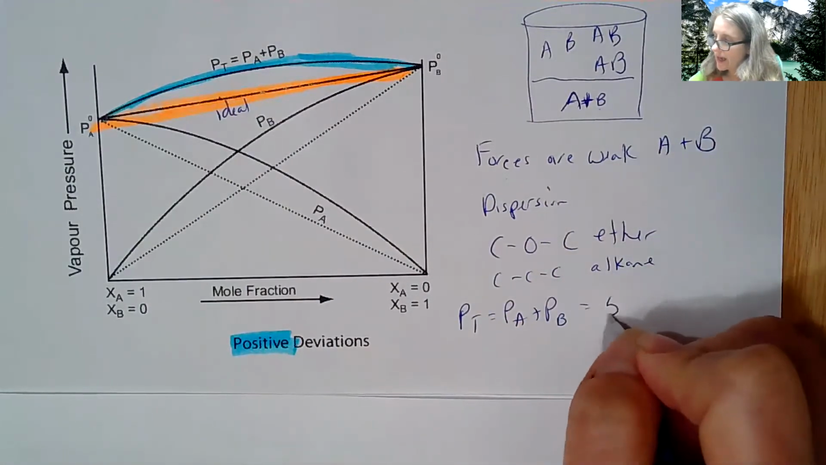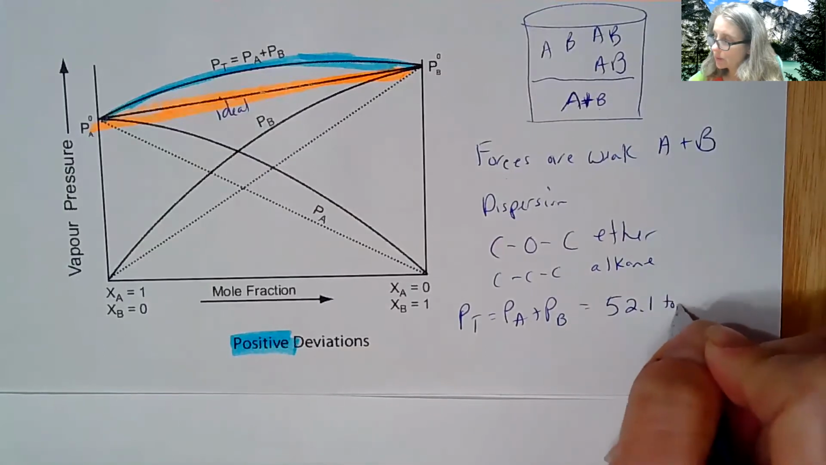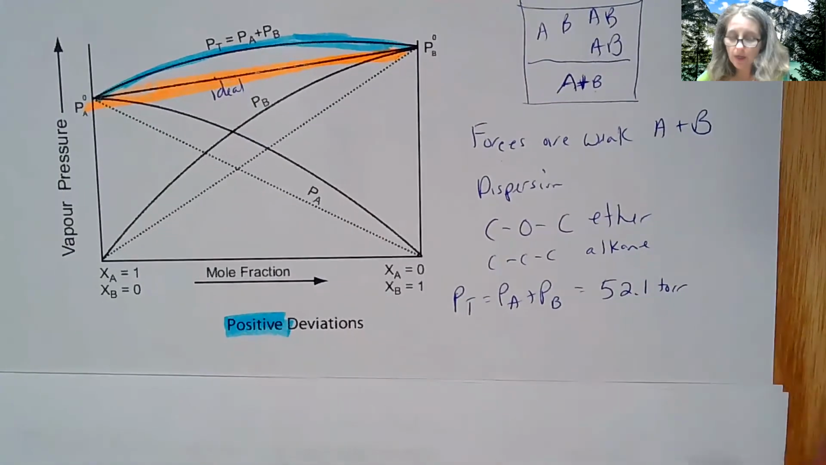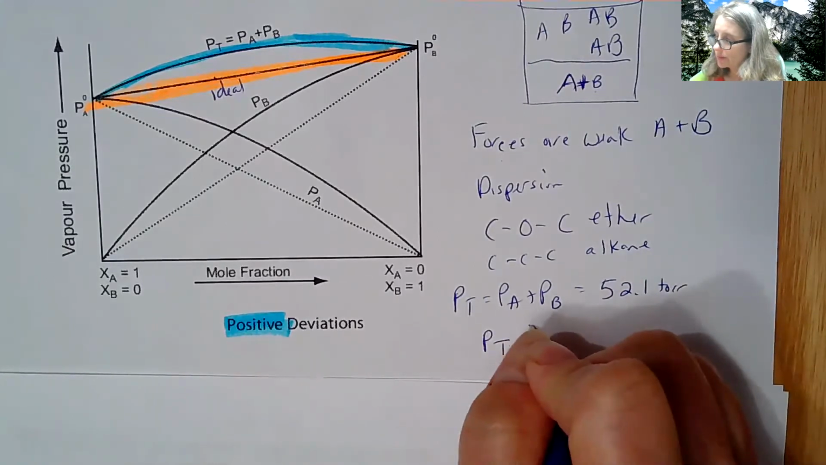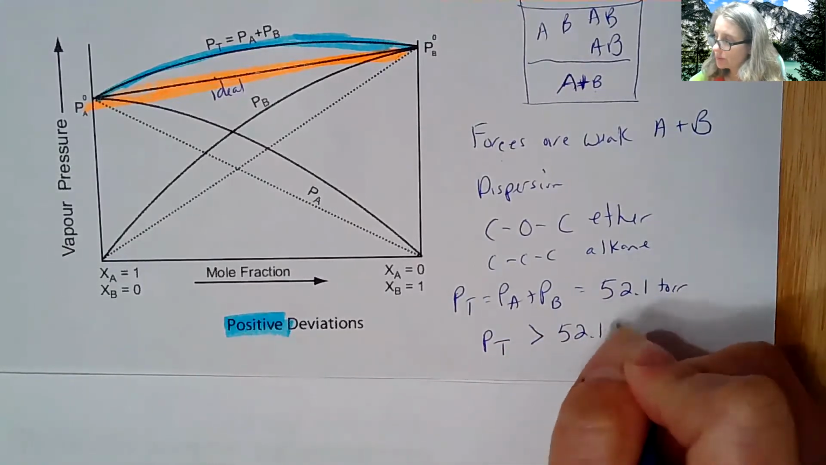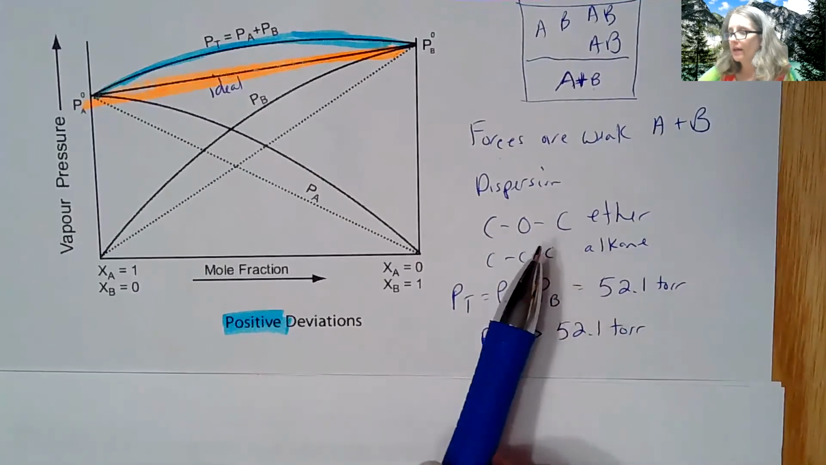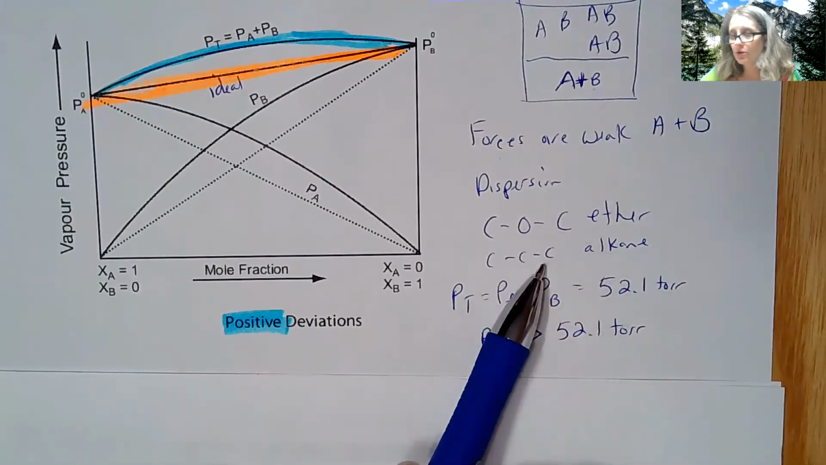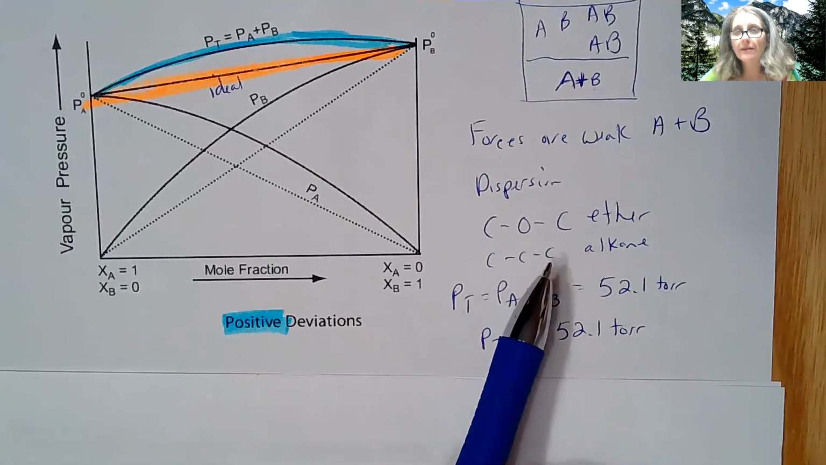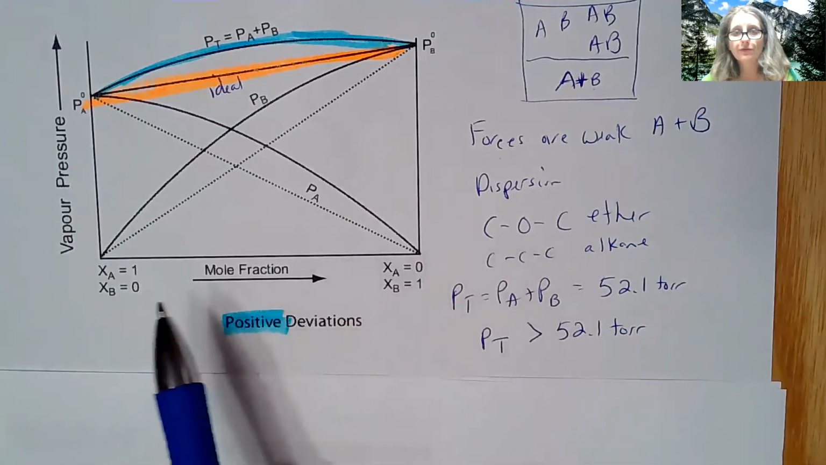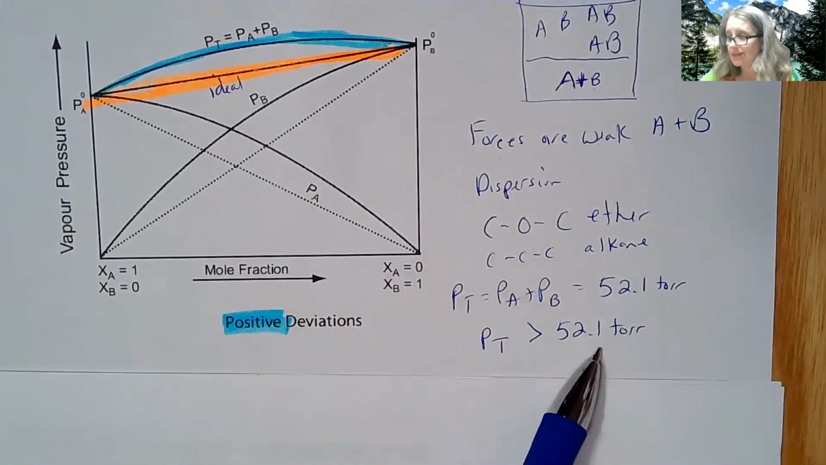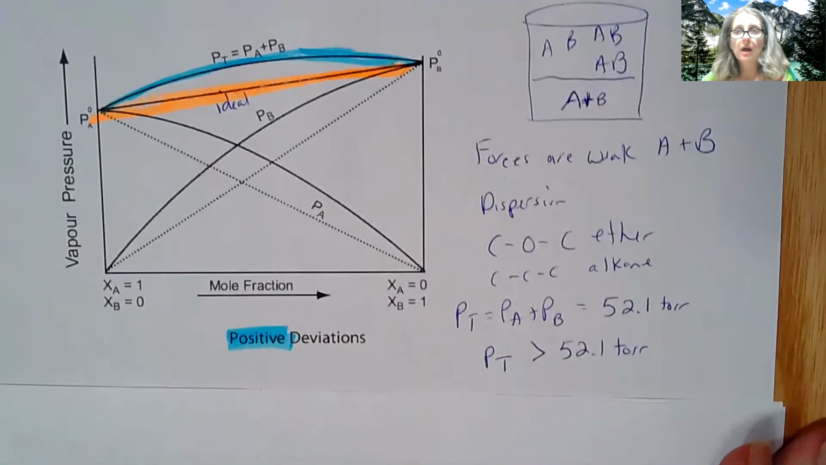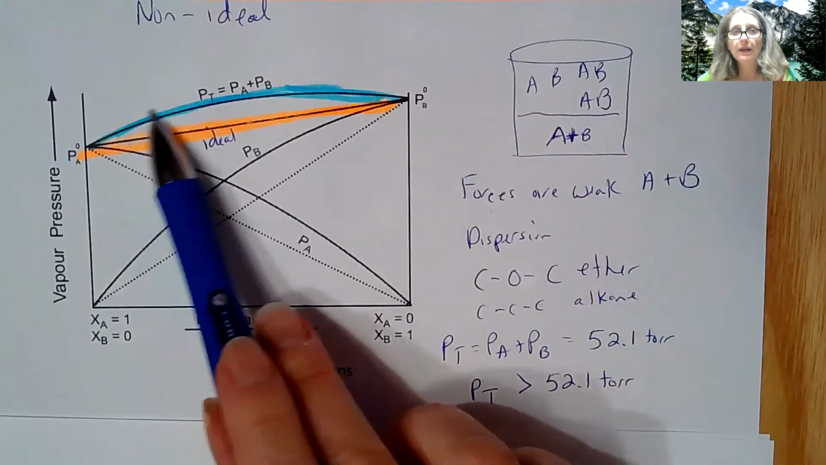So let's say they added up to 52.1 torrs, and I'm just making up numbers just to have a discussion. So the total pressure you would predict is greater than 52.1 torrs. So if you had the pressure of ether, you had the pressure of the alkane, and you added them up when you multiplied them by the mole fraction, and you get a 52.1, what you would say is the actual pressure above that liquid is greater than.